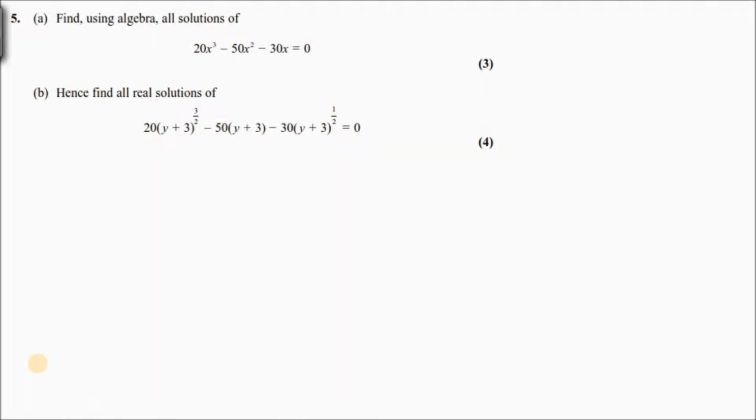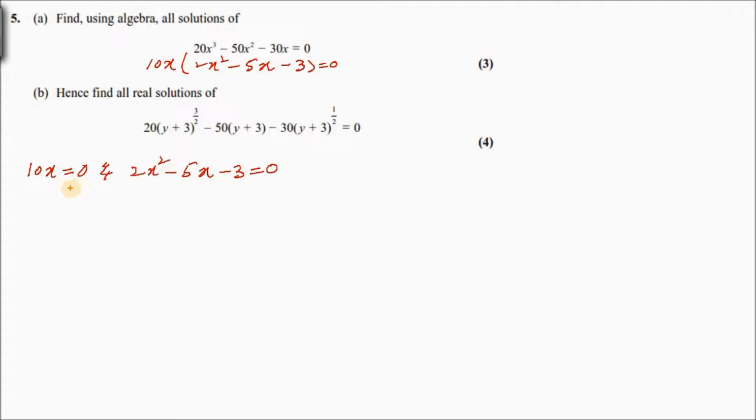Question number 5. Find using algebra all solutions of 20x cubed minus 50x squared minus 30x equal to 0. This is a cubic equation without constants, so it is easy to solve because we can take 10x common from the left hand side. Inside we have 2x squared minus 5x minus 3 equals 0. Now we have two factors. One factor is 10x, which equals 0, and the second factor is 2x squared minus 5x minus 3 equals 0.